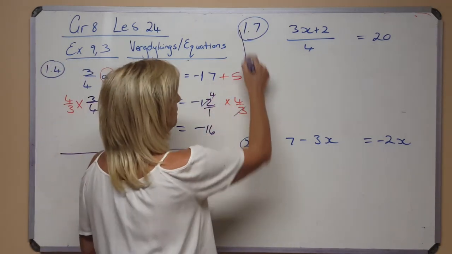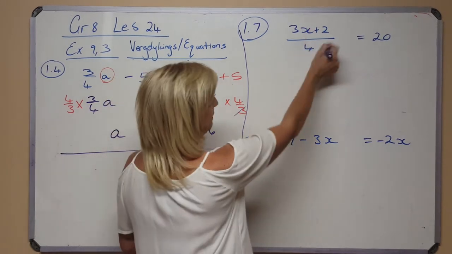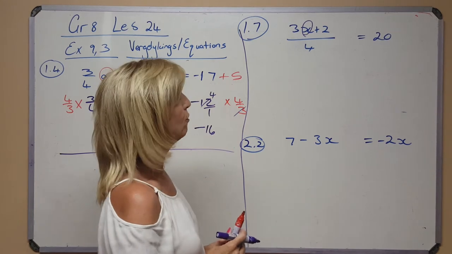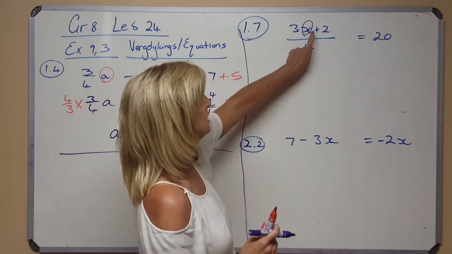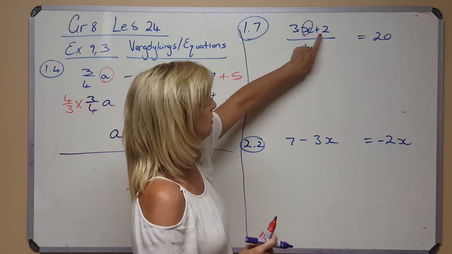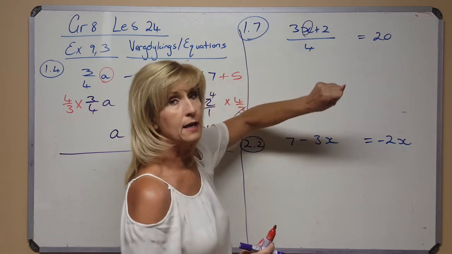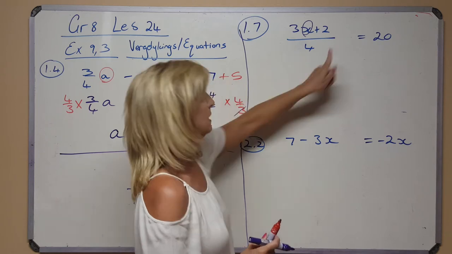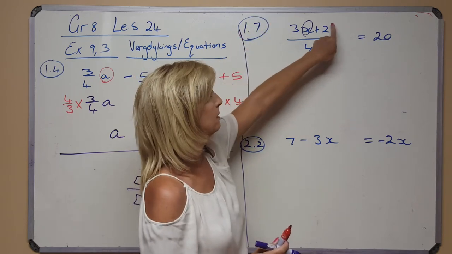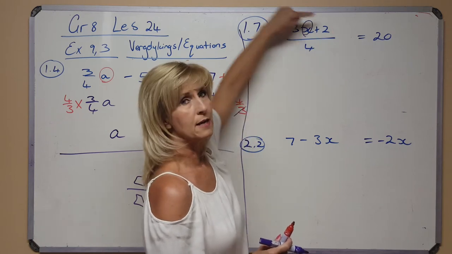Reg nommer 1.7. Wat moet wegkom? Ek soek vir X alleen. That is what I'm looking for. So what has been done with it? It has been timed. Added, divided. Dit was gemaal plus gedeel. Wat kry jy eerste weg? Eerst die deel, dan die plus, dan die maal.